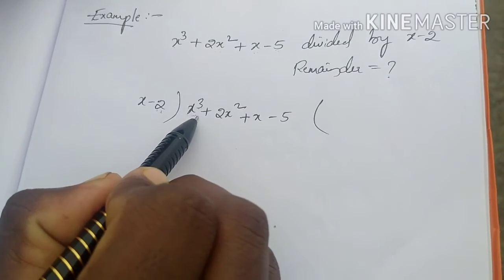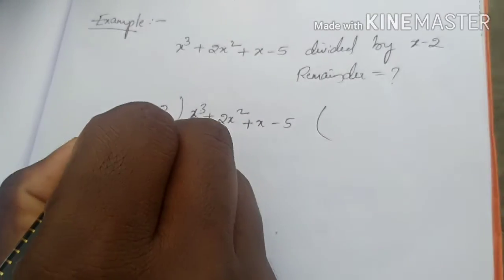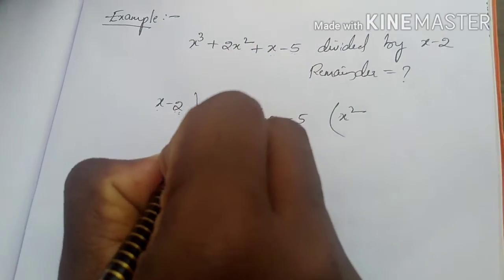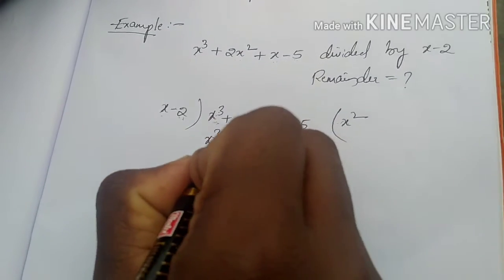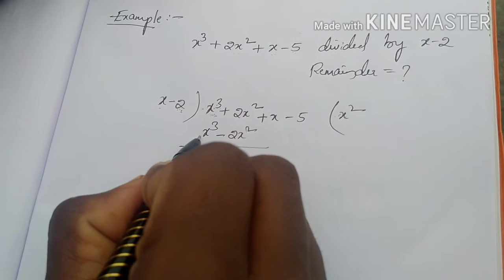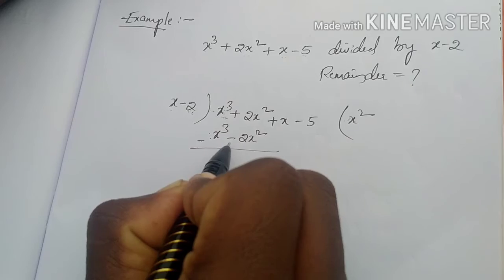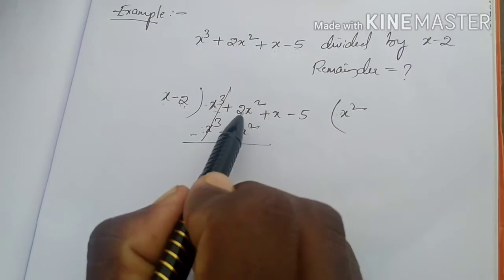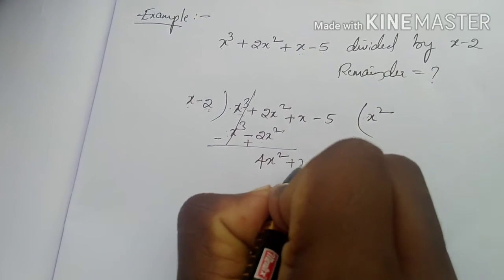Now the long division. To get x cube, here x is there, so we must multiply with x square. X into x square becomes x cube. Minus into plus becomes minus, and 2 into x square becomes 2x square. Here plus and plus, so we must go for subtraction. Whenever we subtract, plus becomes minus and minus becomes plus. So x cube minus x cube gets cancelled, and 2x square plus 2x square becomes 4x square, and we already have plus x here.